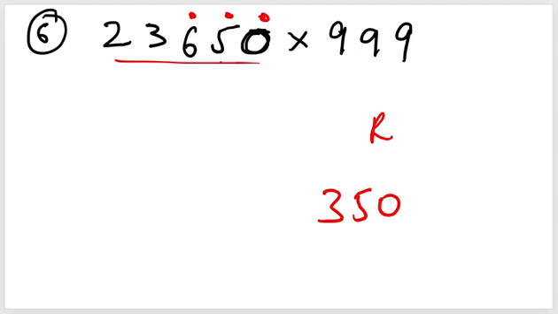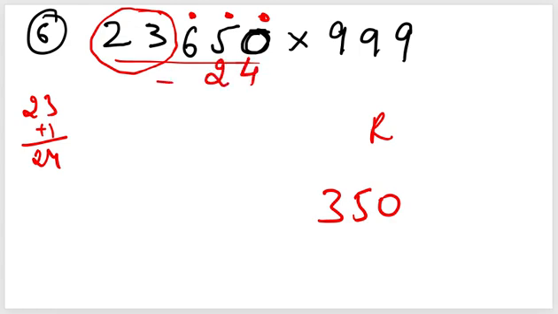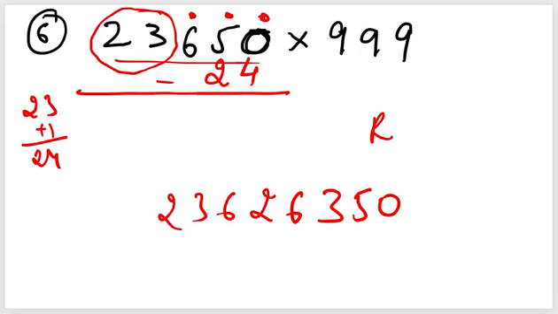Now what I am observing, this 23 is something which I will subtract, but by increasing its value by one. So it becomes 24. So I am going to subtract 24 from the whole expression, again from 23650. When you subtract, what will be the answer? Here it will be 23626. So the answer is 23626350 for this particular situation. I hope you have gotten the idea, and it is so quick. Thank you.